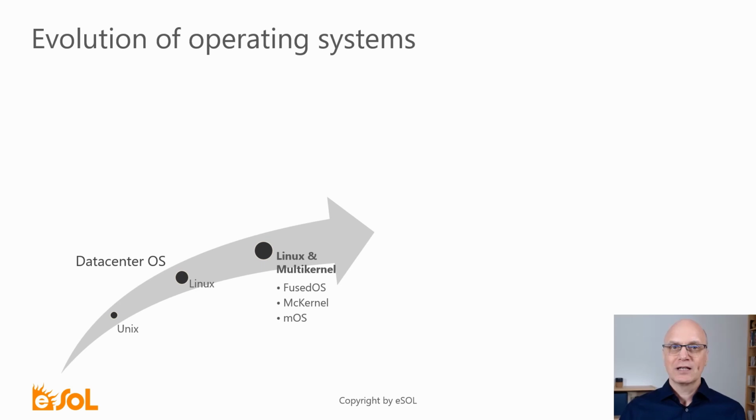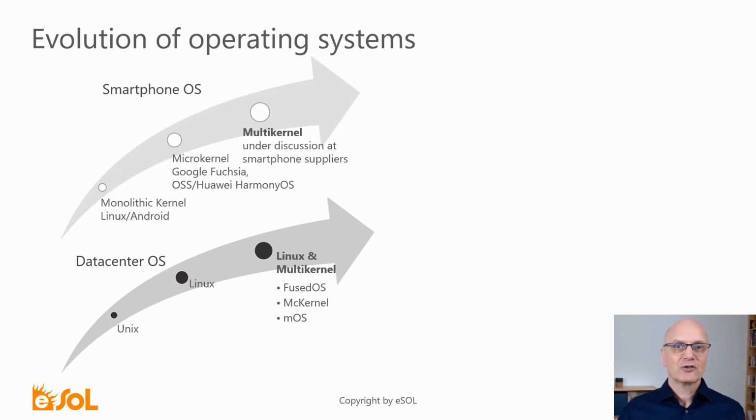Let's start with a look at the development of operating systems in different segments. In the beginning of the data centers there was Unix, which over the time was replaced by Linux. Therefore, the problem of blocking operating systems in data centers has long been known and was solved a long time ago by so-called multi-kernel operating systems. Today, the big data centers like Fugaku run with a combination of Linux and multi-kernels like McKernel, FusedOS or mOS.